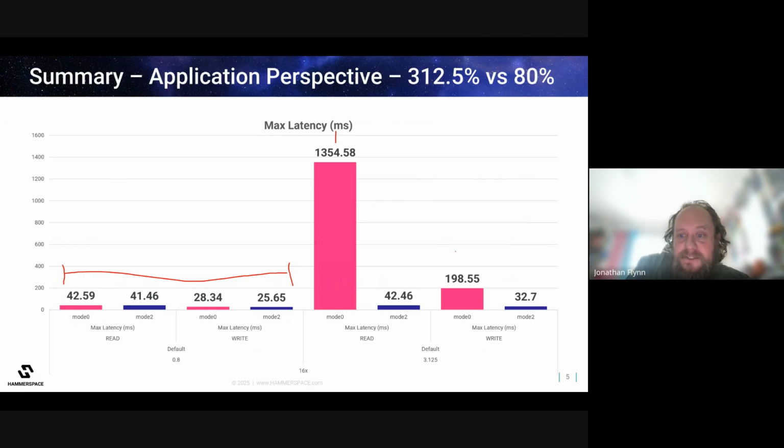For writes, we also see that we're at close to 200 milliseconds for writes, whereas in the O-direct mode, we maintain the same latency that we saw previously, coming in at 32.7 milliseconds.